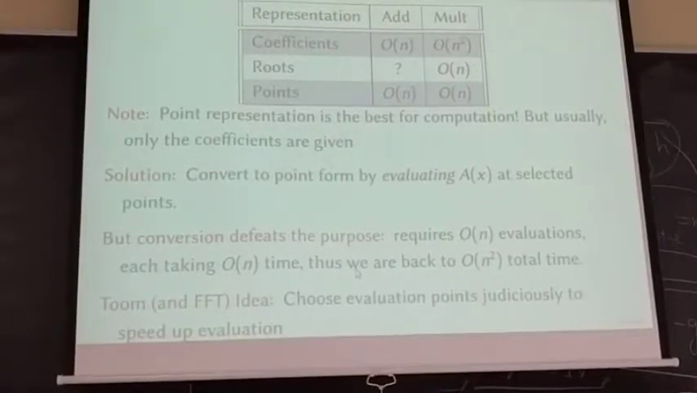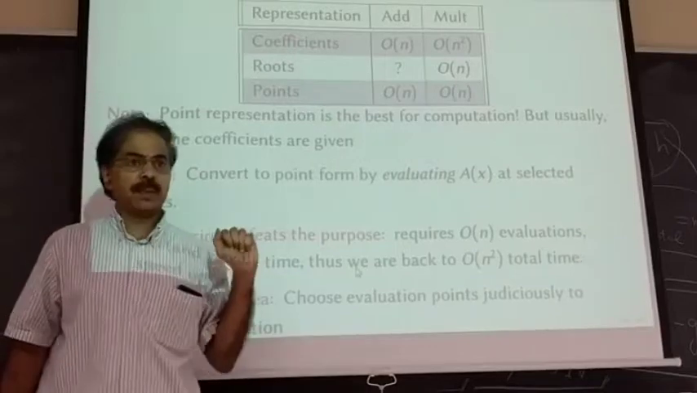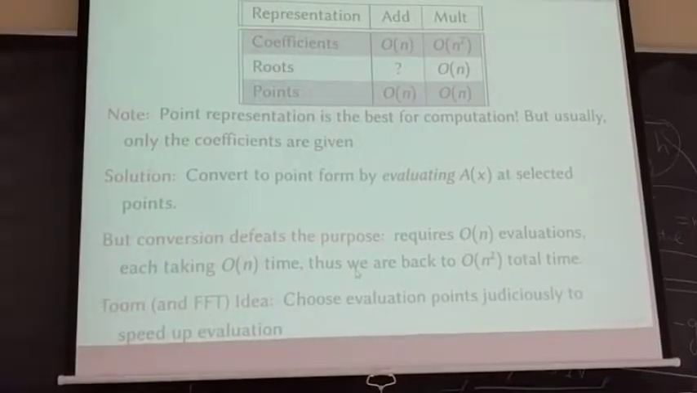So there are n digits. Let's say there are n digits in both of them. That means every combination of those n digits has to be multiplied. So you have n squared choices, so you have to do n squared multiplications, right? So you can see that multiplication using the coefficient representation is inefficient, right?